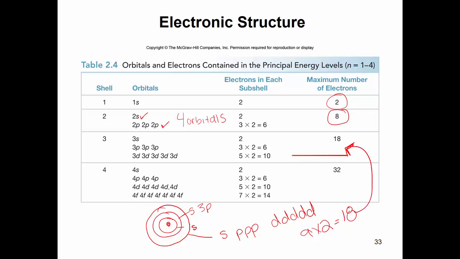If you did the same thing, now we have f orbitals in the fourth energy level, and we have 7 f orbitals, so if you do the math, you end up with 32 electrons. So as we mentioned earlier, each energy shell holds 2, 8, then 18, and then 32 electrons, and that is because of the subshells within those energy levels.